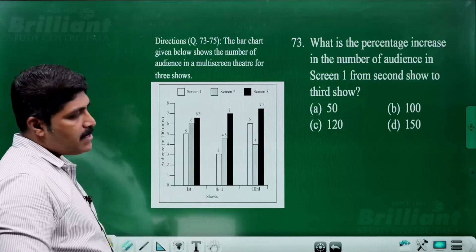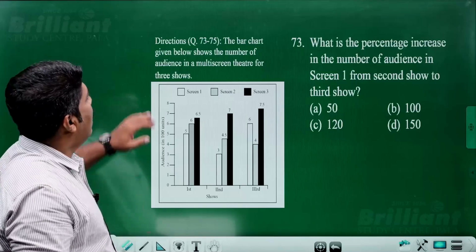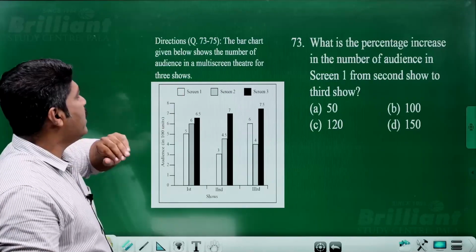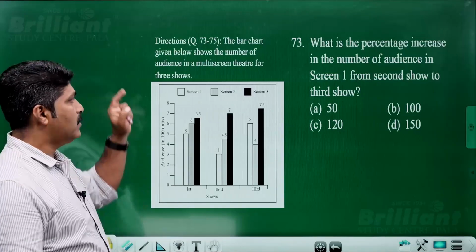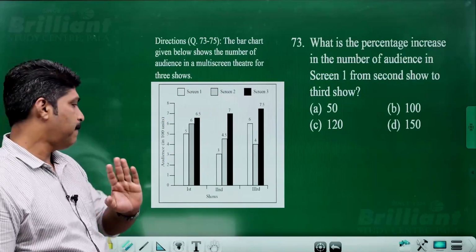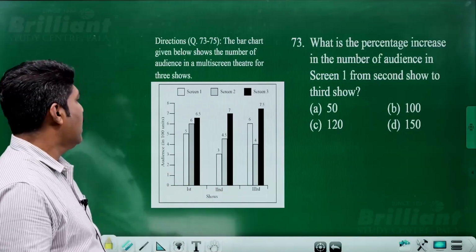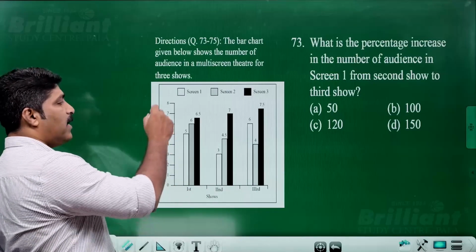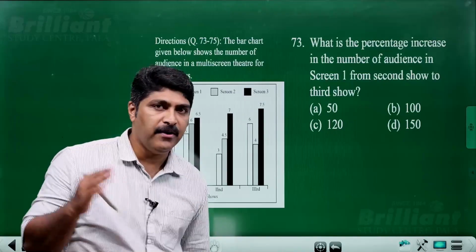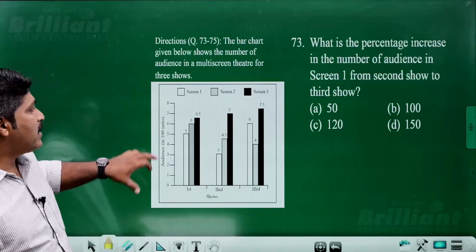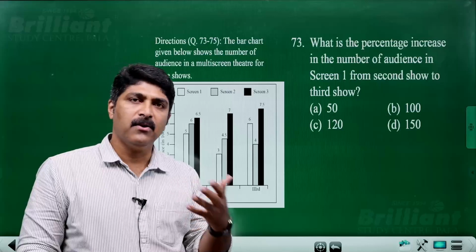So this is the final set of data interpretation. Given below shows the number of audience in a multi-screen theater for 3 shows. So screen 1, screen 2, screen 3, and first show, second show, and third show are distributed here. And audience number in 100 units. In such a data interpretation question, you have to take the unit part seriously only if the question is related to units.